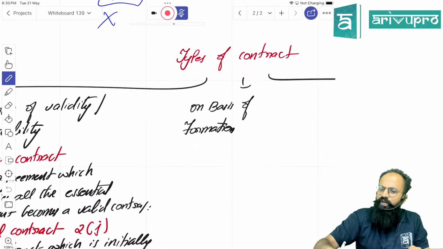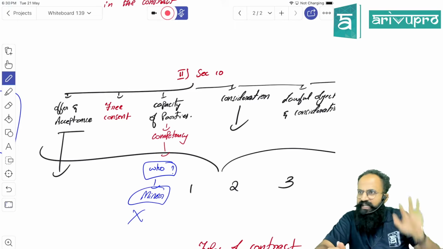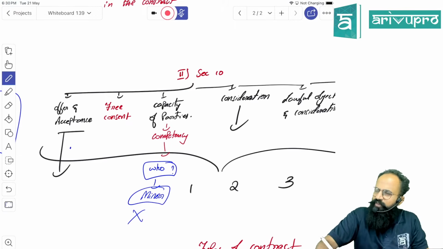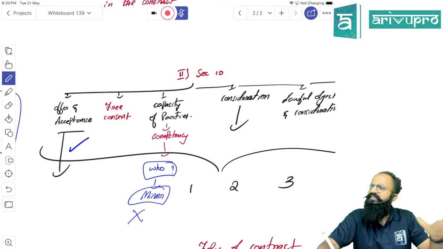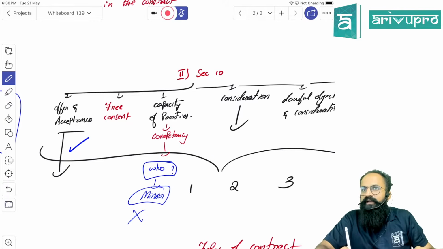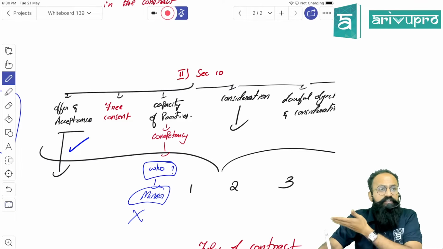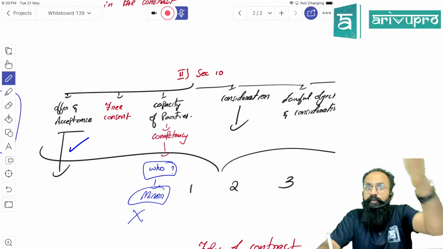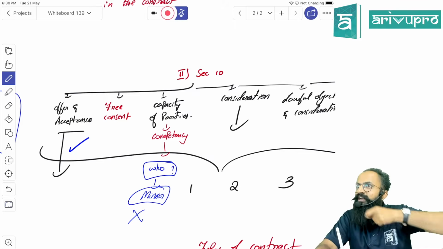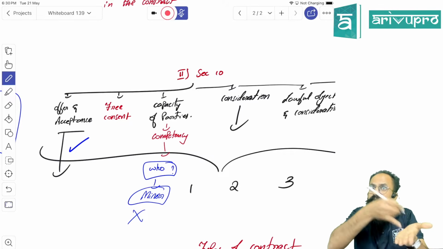In essential elements, what do they say? You have to satisfy everything that is given under section 10. I will say whether offer was there, yes, acceptance was there, yes, free consent, we'll come back to what free consent is. I'll ask you, are you a major or minor? I will say, sir, I am a minor. Oh my God, are you a minor? According to section 10, you should be competent to enter into a contract. That means you have to be a major, but you are a minor. But still you entered into an agreement.